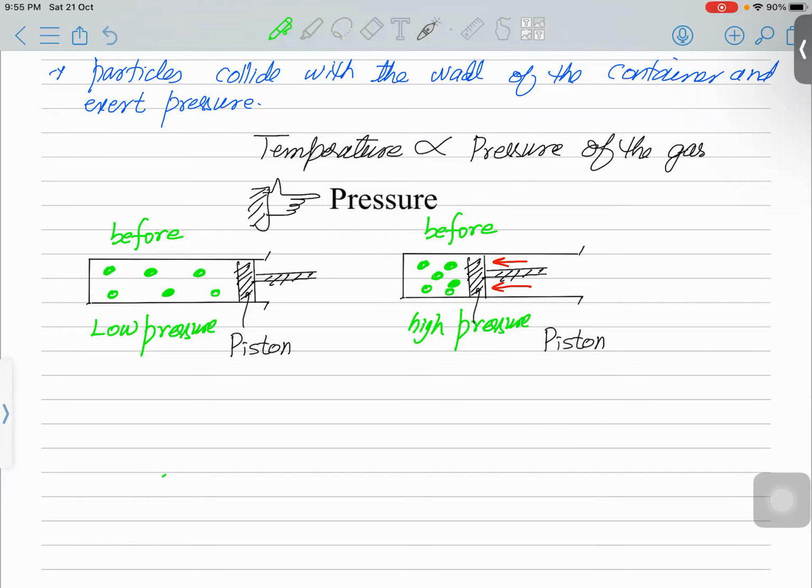Are you getting my point or not? Yes, sir. Now, when you exert pressure, particles come closer. When you compress any gas, particles come closer. They collide with each other. They collide with the wall of the container. Are you getting my point? Yeah. So as pressure increases, collision of the particles increases.